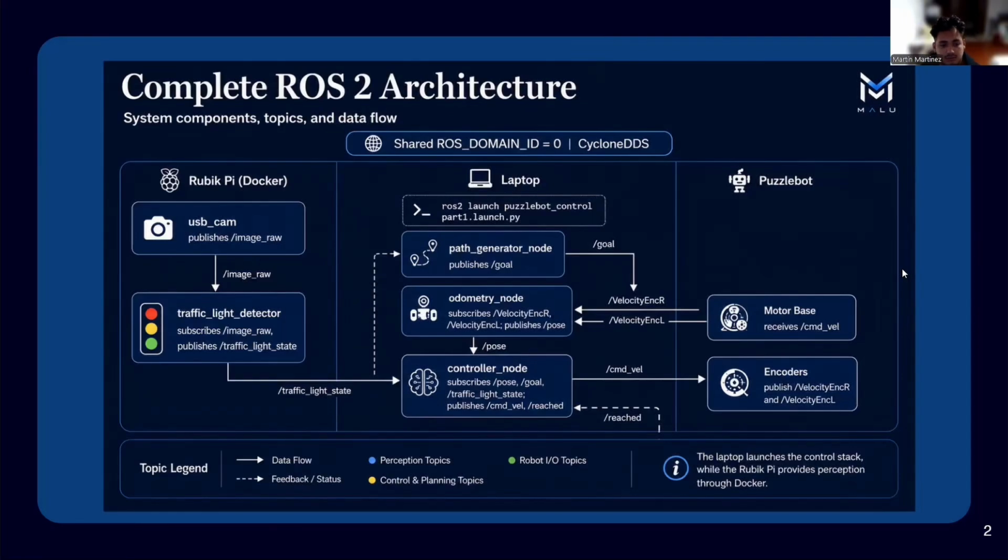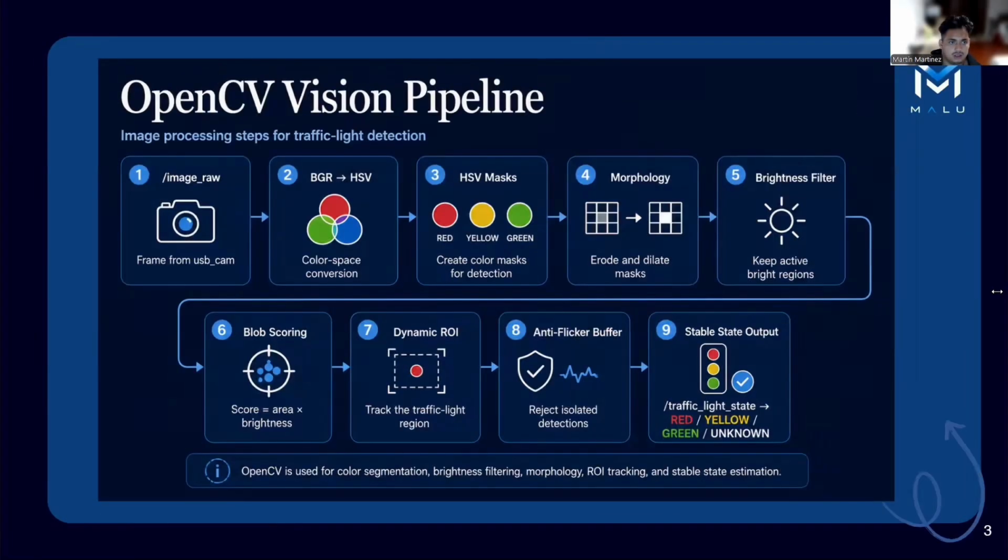On the laptop, the path generator node publishes the next waypoint on the topic called goal. The autonomy node uses velocity encoder and velocity right and left to estimate the robot pose and publish the topic pose. Finally, the controller node receives pose, goal, and traffic light state, then publishes the velocity commands on cmd to move the Puzzlebot. Here is our OpenCV vision pipeline.